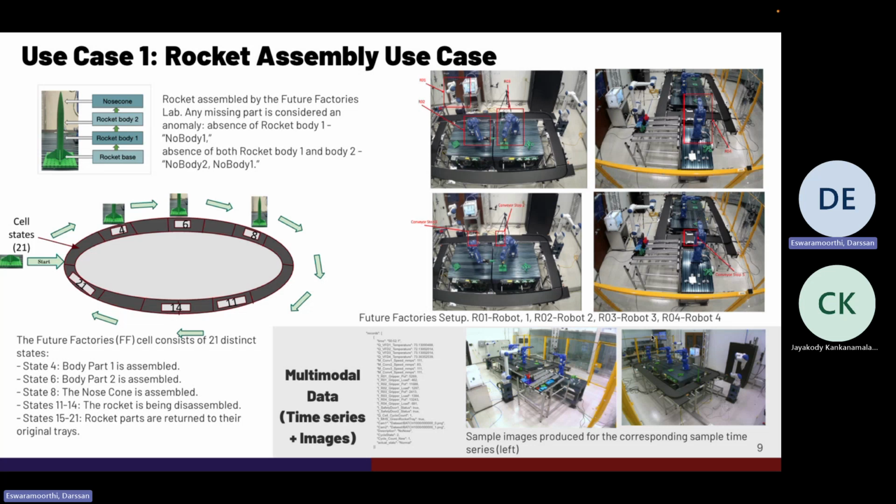This data is then passed to PredictX, which monitors for missing components. For example, let's say there's no pressure detected at base station 1 or base station 4, or if body parts are visually missing in the camera frame, PredictX flags an anomaly and it would say something like no body at 1 or no body 2. This then helps it predict ahead of time that the rocket won't complete successfully, based on partial assembly patterns and correlated sensor data.